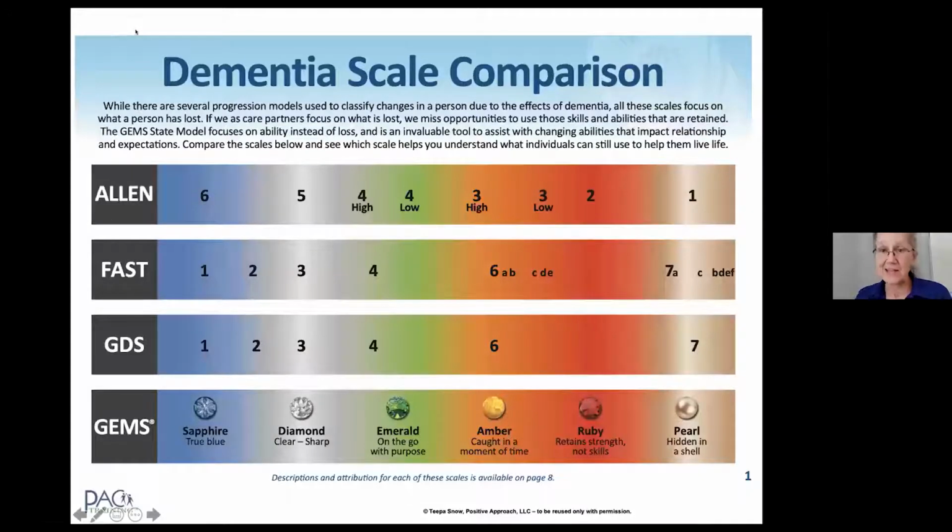We may revise that at some point, but this is a little bit tricky because the GDS and the Allen are not just opposites. It's not just that the numbers go in the opposite direction. There is actually description that is meant to describe the person's disabilities or inabilities or functional problems. And they're a little tricky. So I'm just going to lay that out there.